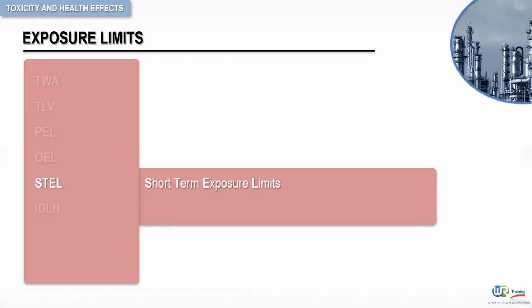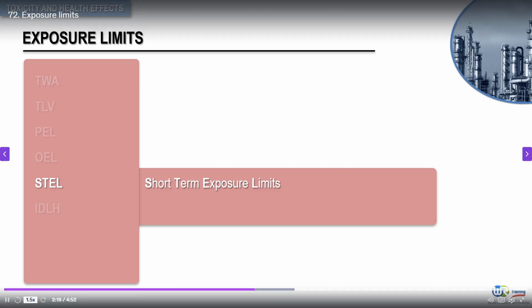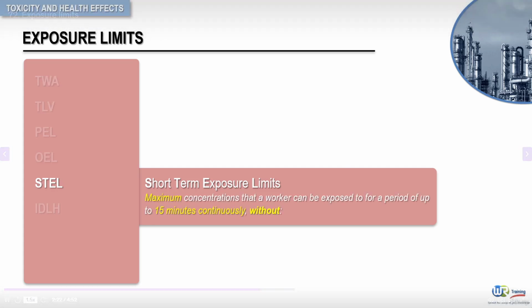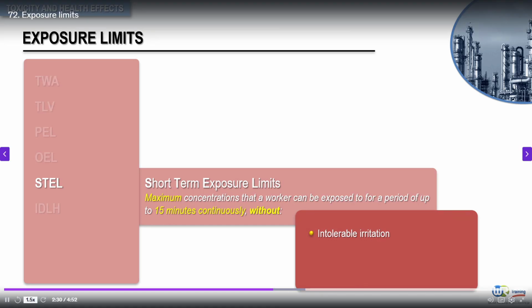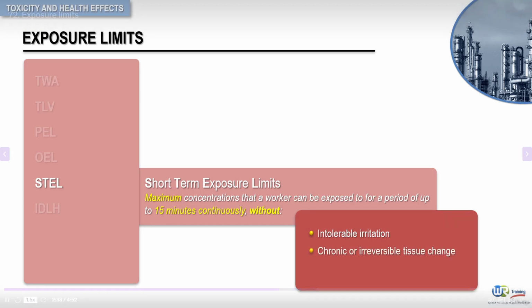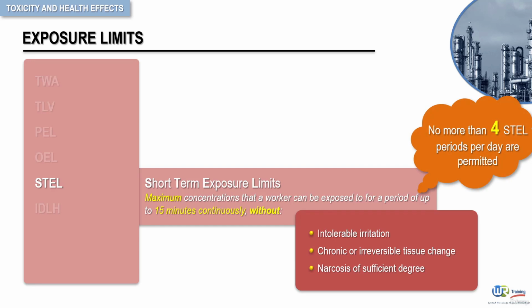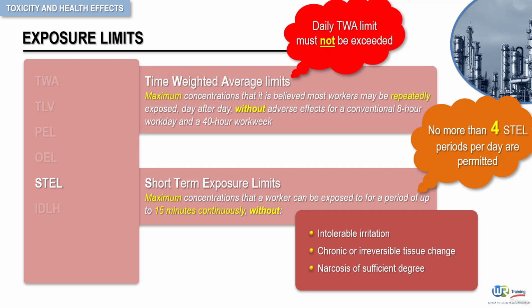STEL, or short-term exposure limits, are maximum concentrations that a worker can be exposed to for a period of up to 15 minutes continuously without suffering intolerable irritation, chronic or irreversible tissue change, narcosis of sufficient degree to increase the likelihood of accidents, impair self-rescue, or materially reduce work efficiency. Keep in mind, no more than 4 STEL periods per day are permitted, with at least 60 minutes between exposure periods. Note that the daily TWA limit must not be exceeded.